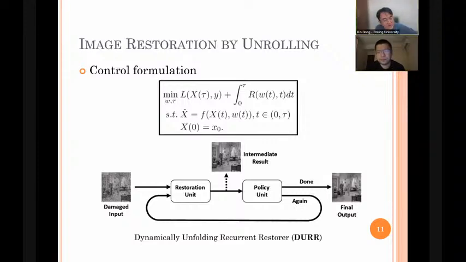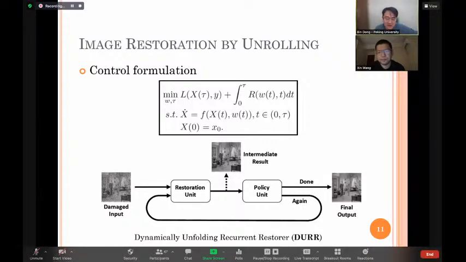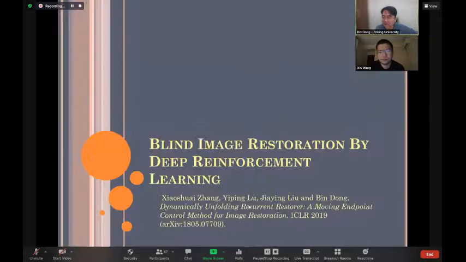And for the policy unit, I don't recall the details. You could look at the paper or the code. It outputs one or zero just to tell whether we should include one layer or not. That's what the policy unit actually does. I don't remember the actual architecture of it. Maybe it's a ResNet. I don't recall the details. You could either check the paper or ask the authors of the paper. They did all the detailed work.